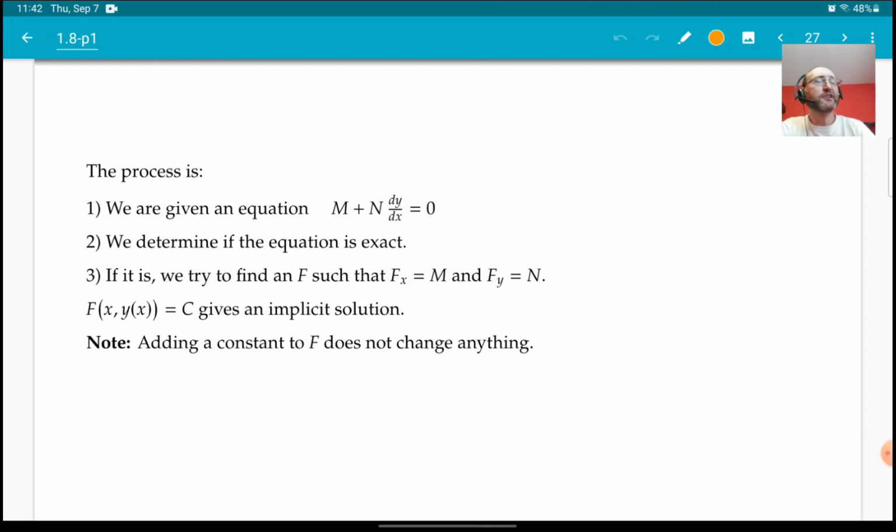So adding a constant doesn't really change anything, and you can sort of see it in the equation. If I add a constant to my f, so let's say it's f plus 3, well, when I take the total derivative, the 3 just disappears. So it should be the same thing, right? So we're not really going to get one potential function. We're just going to get one of the potential functions, and it's really only up to a constant.